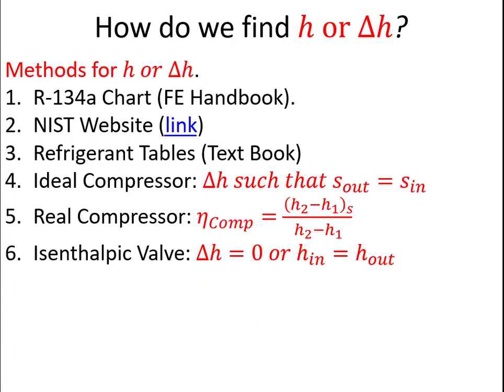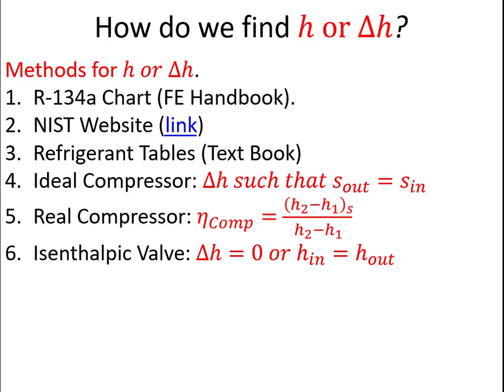So like all of our cycles, we're going to ask what's the fluid and how do we find our enthalpies, or the difference in our enthalpies. There are several different ways to do this. If you look at something like an FE handbook, you'll have a chart that we'll talk about that gives pressure as a function of enthalpy. You could look on the NIST website, which is linked here. You could look at refrigerant tables in your textbook.